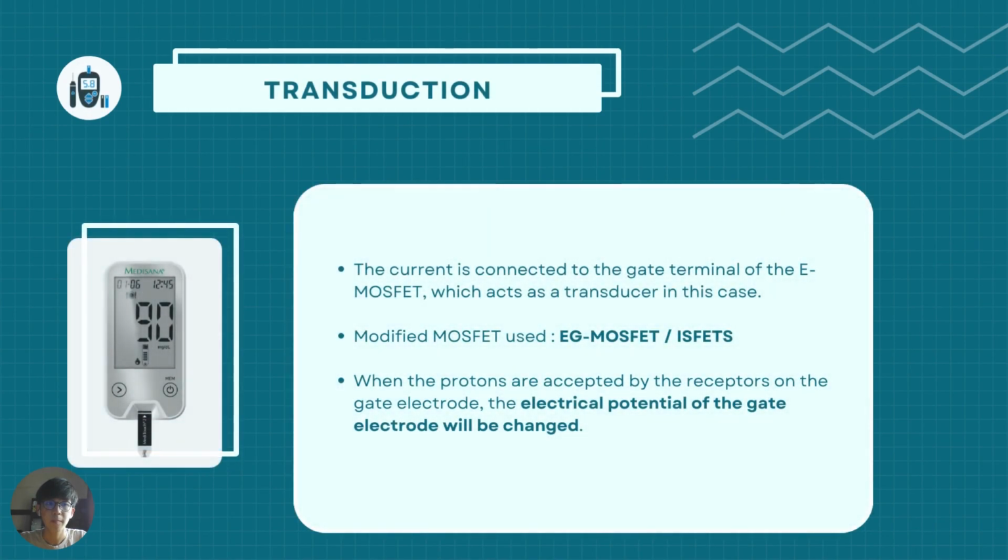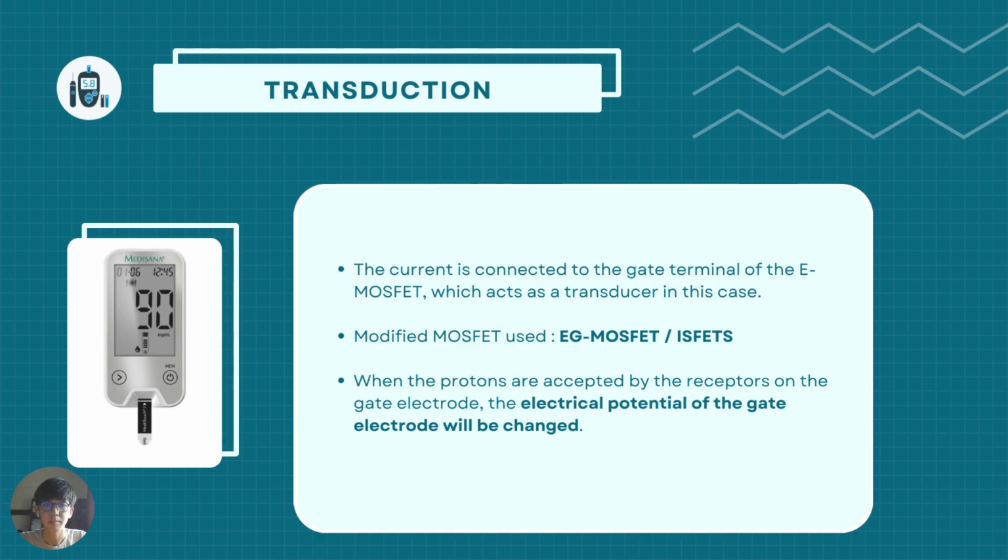Now MOSFET will play its role in transduction. The current will be connected to the gate terminal of the E-MOSFET, which acts as a transducer in this case. Usually the modified MOSFETs used are the EG-MOSFET and ISFET. So what is EG-MOSFET? It's an extended gate MOSFET, and ISFET is the ion sensitive field effect transistor. They all carry out the same function in the blood glucose level monitoring device.